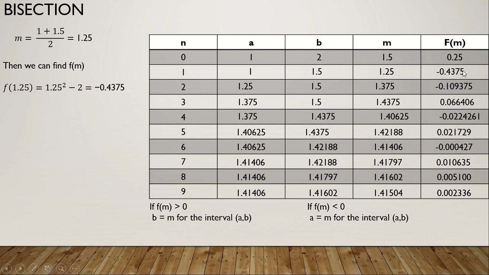And then if this value is negative, then the value that you have here becomes a, and then 1.25 plus 1.5 divided by 2 will give you 1.375, and then f of 1.375 will give you a negative value, and then if this is negative, then this value becomes a, and so on and so forth, and you kind of get the relationship that's there, right?